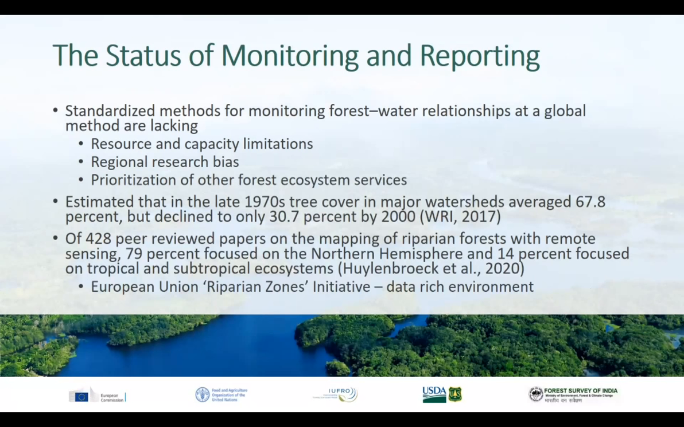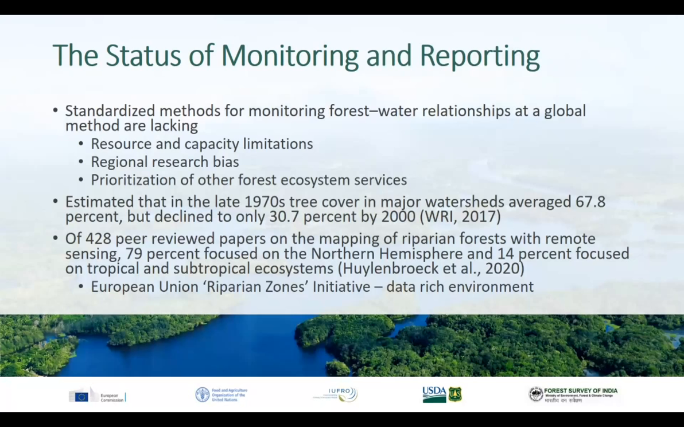The World Resources Institute, in their 2017 study, estimated that in the late 1970s, nearly 70% of watersheds were covered by trees, but this declined to only 30% by the year 2000. But of course, these data need to be updated and elaborated on.